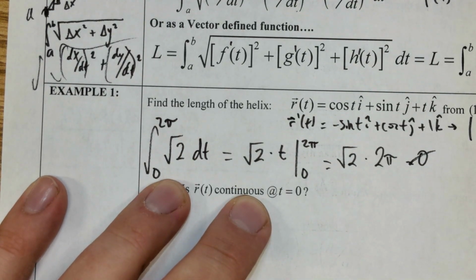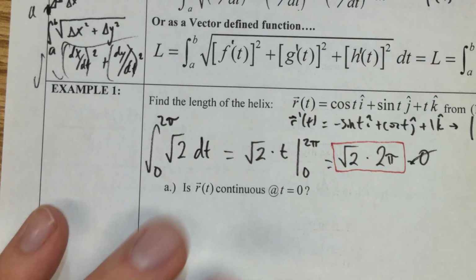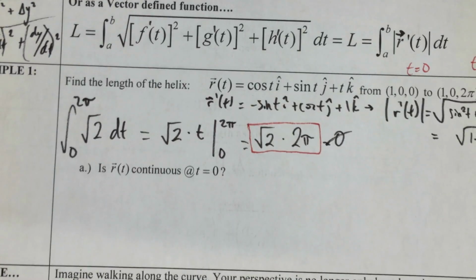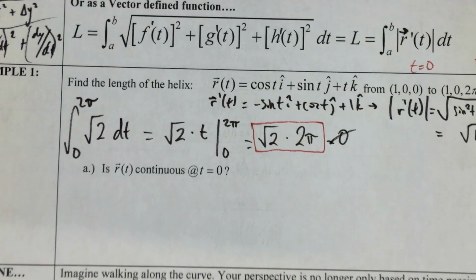So that is my final answer. This is the curve length of the helix from t equals 0 to t equals 2 pi, or from this coordinate to that coordinate, is that value, whatever that number ends up being. I prefer the exact answer.